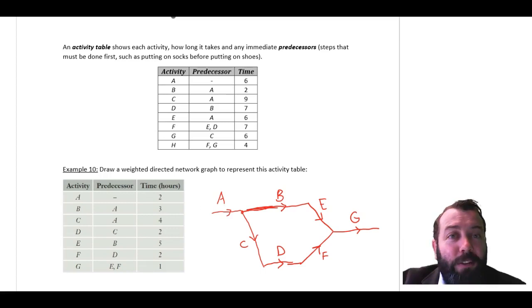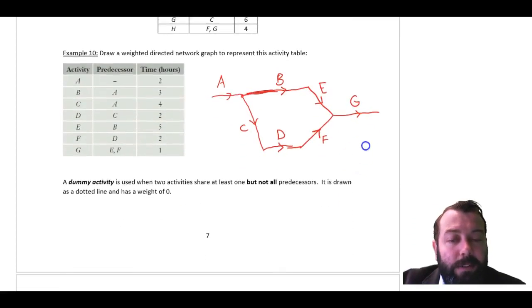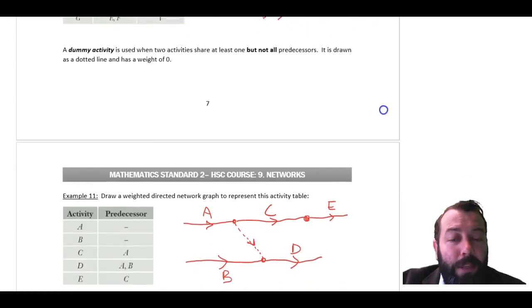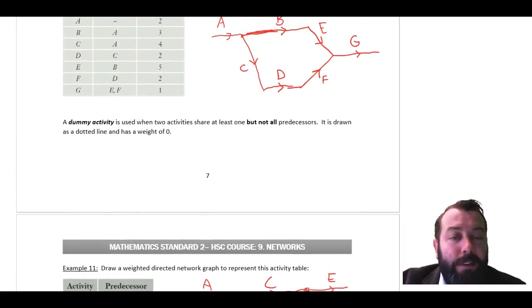However, we need to use a dummy activity where I have two predecessors for one activity, but only one of those predecessors is also a predecessor for a different activity. So you've got to scan through that predecessor list and go, right, I've got a pair there and one of those belongs somewhere else, so I need a dummy activity. Fairly tricky, I know. Keep practicing.